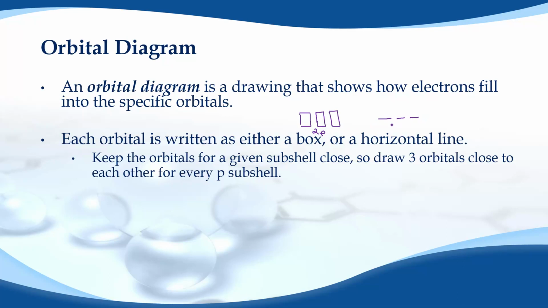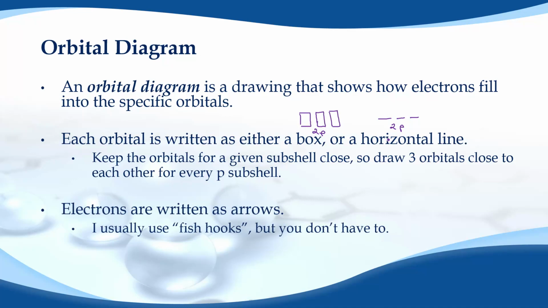And then you draw the electrons as arrows. So we follow our 3 rules, draw the electrons as arrows, and we go only as high as we need to go. Now, one thing you'll see me do when I draw is I don't draw full arrows. I draw what are called fish hooks, basically half arrows, because that's what I was taught. If you want to draw full arrows, that is perfectly fine.